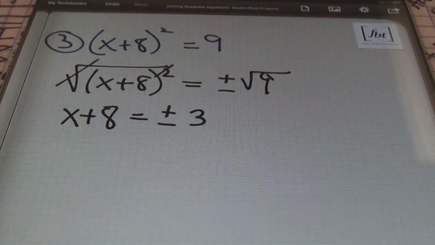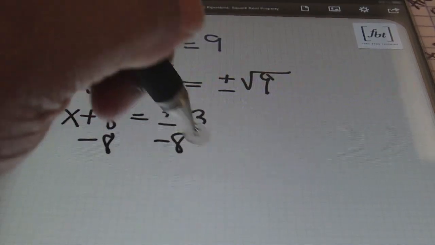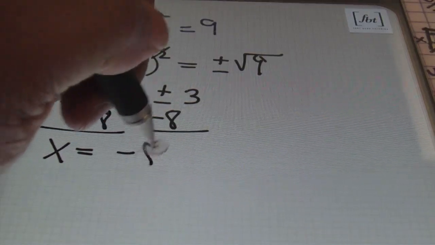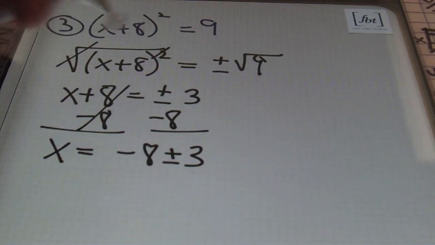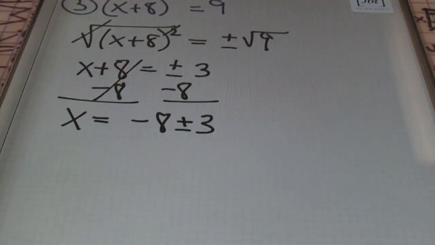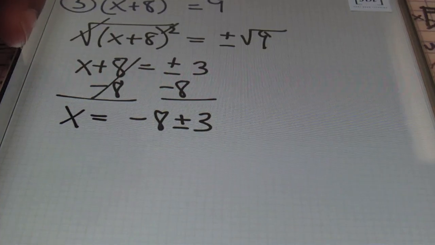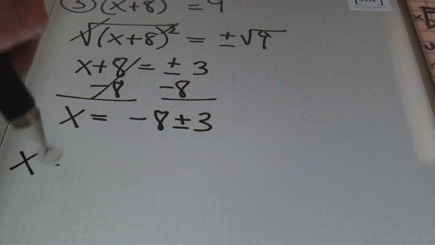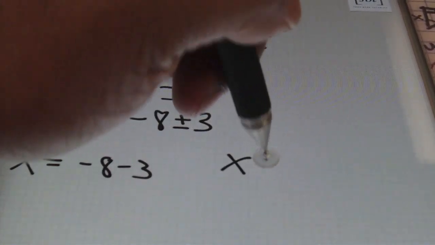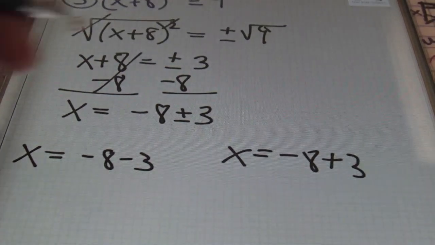From here, ladies and gentlemen, I'll be solving for x by subtracting 8 from both sides. So when I subtract 8 from both sides, my 8's cancel out on the left side. I'll bring down a negative 8 plus or minus 3. And then from there, you can actually end up with 2 solutions this way. Because we're just dealing with numbers here, we can actually combine this together, and I'll end up with 2 results. One result will be that x is equivalent to negative 8 minus 3. The other result is that x is equivalent to negative 8 plus 3. And then we'll get both solutions taken care of this way.